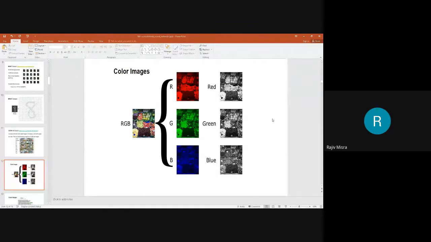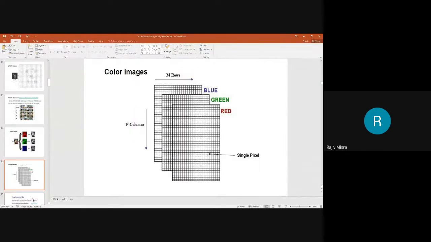Colored means the same image has a red color, green color, and blue color. So you can see there are 3 dimensions. If you see an image in RGB form, that is additional information which is required to process these colored images.